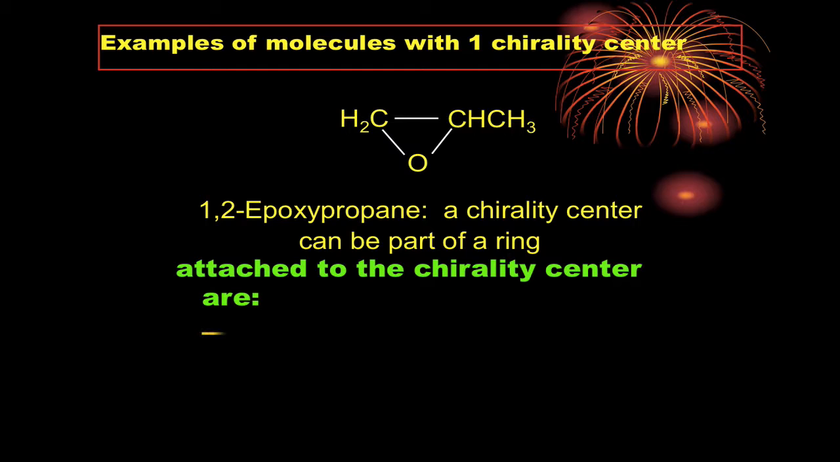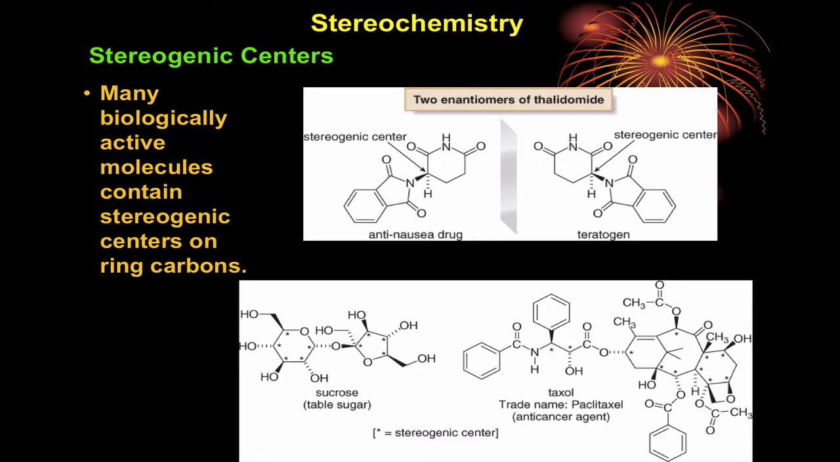Right, so we have a hydrogen. What else? We have a methyl group. We have an OCH2. This one's going this way, right? And then we have a CH2O. And so this is a chiral center, okay? So we can have chiral centers being part of rings. They don't have to be part of rings. They just have to have 4 different things attached to that carbon atom, okay?